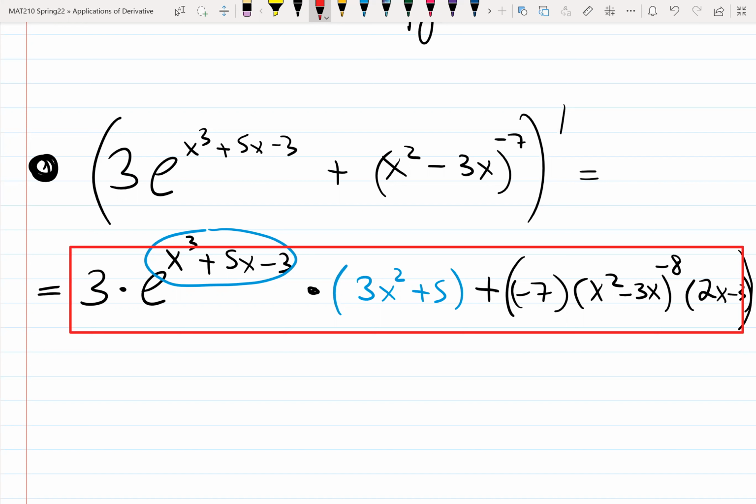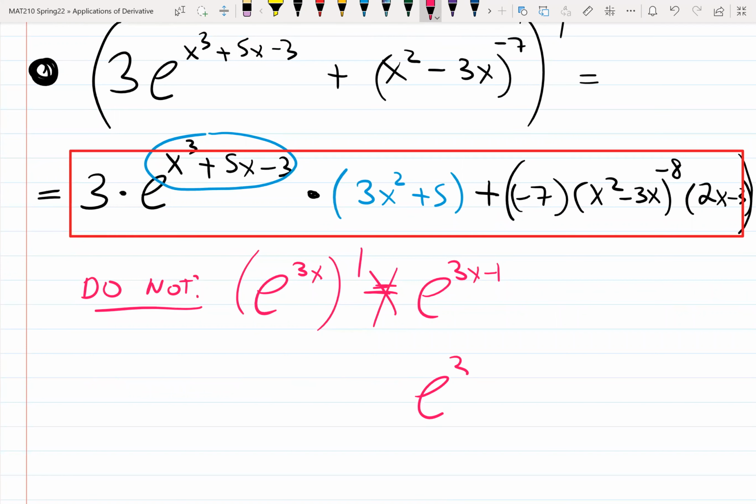Not too bad. Don't repeat this mistake, a very popular mistake we see in the tests. Do not. E to the 3x prime is not e to the 3x minus 1. Somehow many students freak out and they write it this way. Remember, this is not how you do it. Copy, multiply by the derivative of the exponent. In this case, it's just 3. I know this mistake, I've seen it everywhere. That's all you need to know with chain rule, nothing more than that.